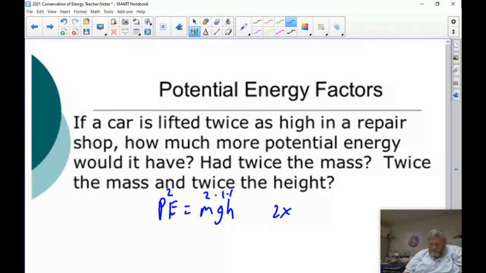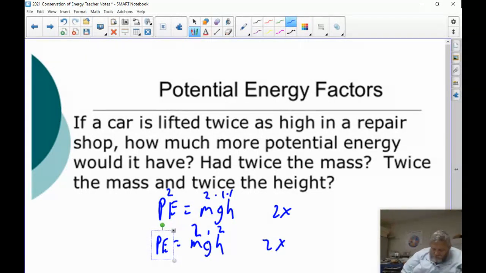Same thing if we do twice the mass, because potential energy again equals mgh. And so again, if we double the height, then these two stay the same, so it'll be again 2 times as much. And if we double both of them, then we put a 2 above the m and a 2 above the h, and that becomes 4 times greater.